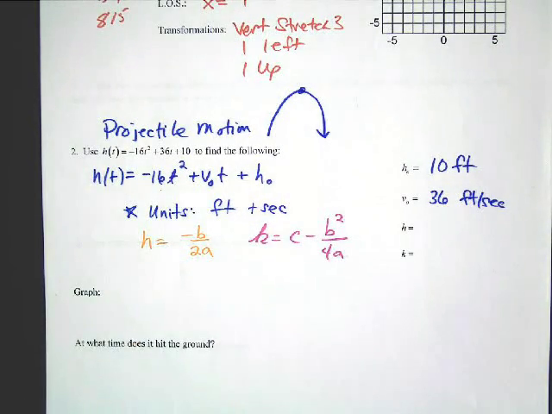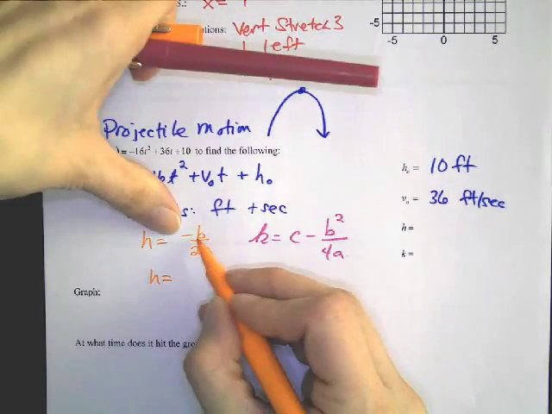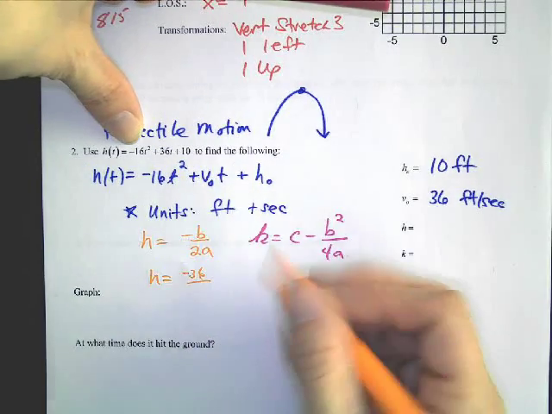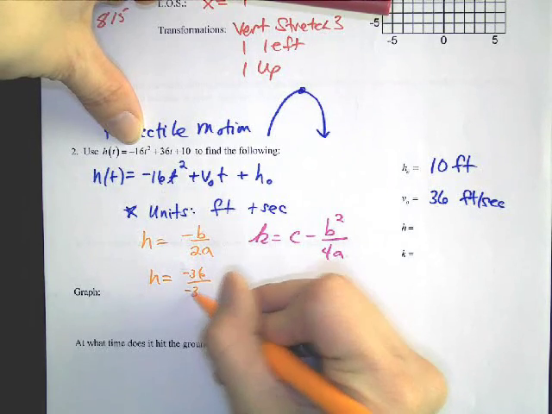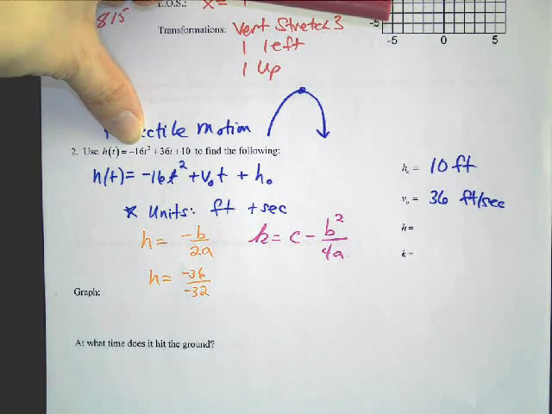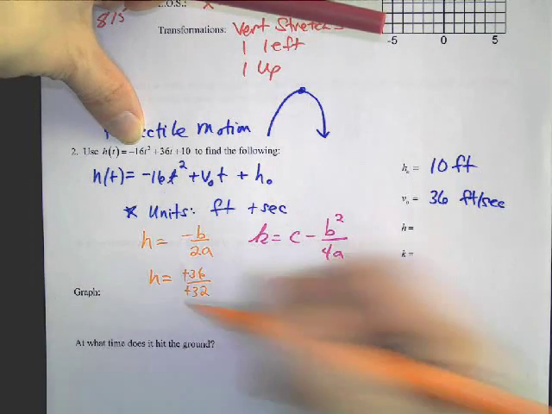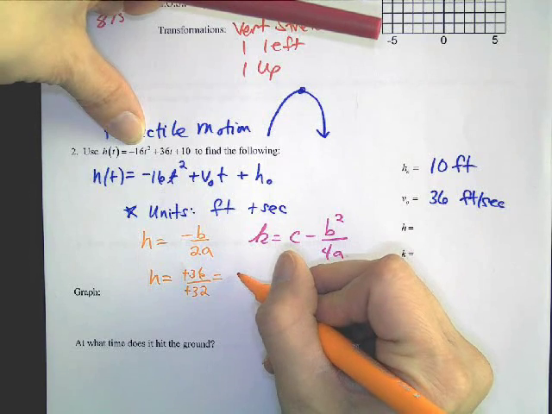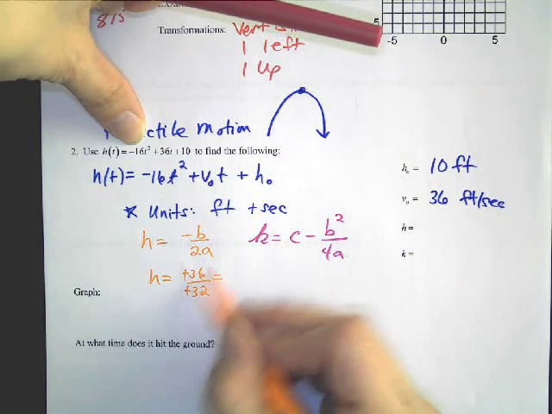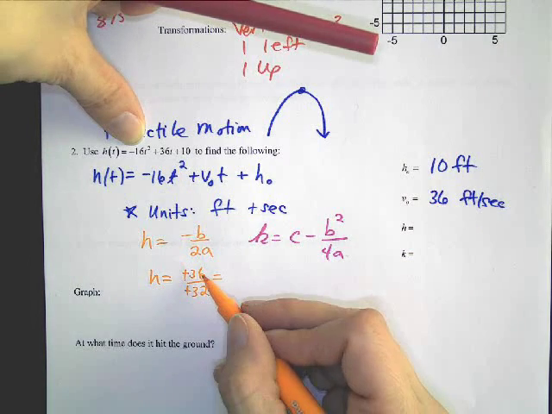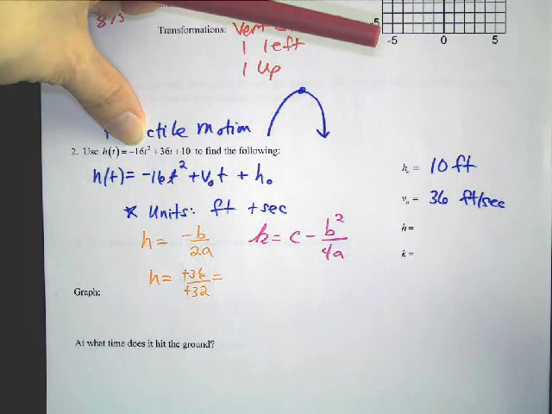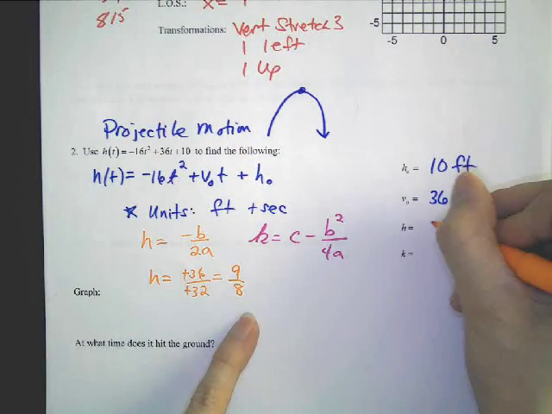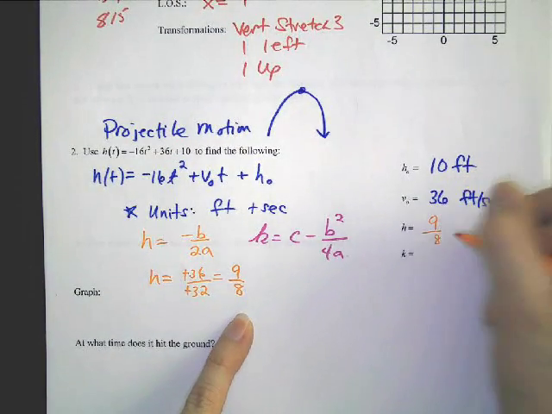So let's go ahead and calculate the h. -b would be -36, 2a, -32. Cancel the negatives. Let's cancel by 4. Let's cancel here. We've got to simplify. Cancel by, oh, do you know 4 or do you want to do 2? 9 over 8. Okay, however you got to get there. So the h is 9 over 8.